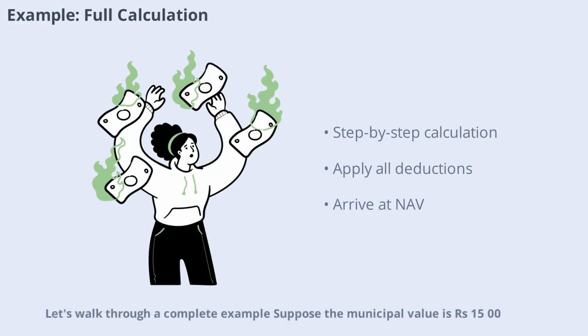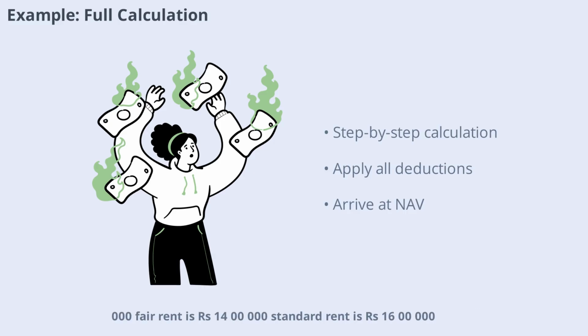Let's walk through a complete example. Suppose the municipal value is Rs. 1,500,000, fair rent is Rs. 1,400,000, standard rent is Rs. 1,600,000, and actual rent received is Rs. 1,800,000. Unrealized rent is Rs.